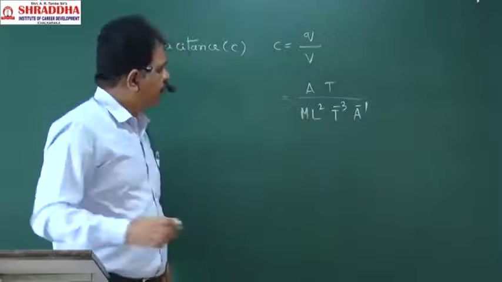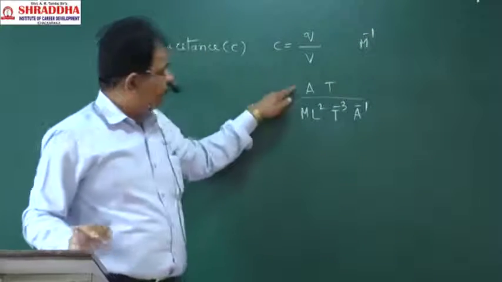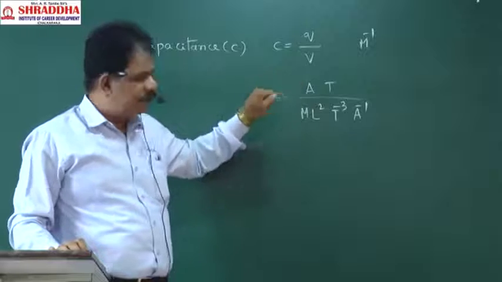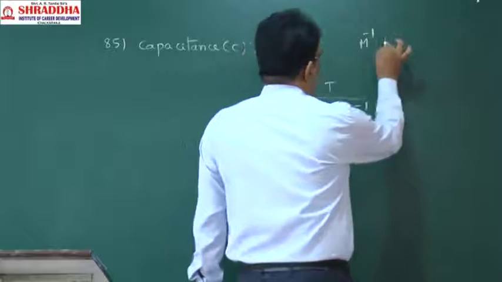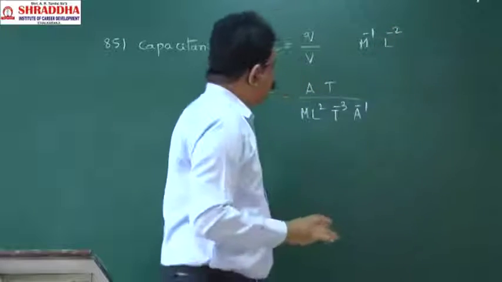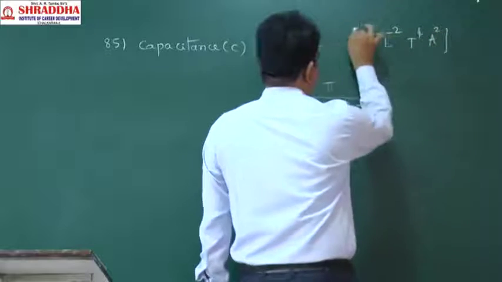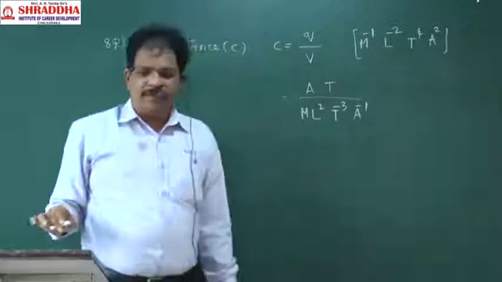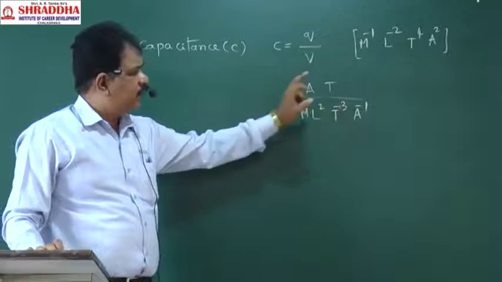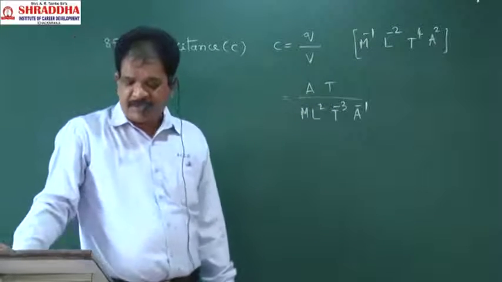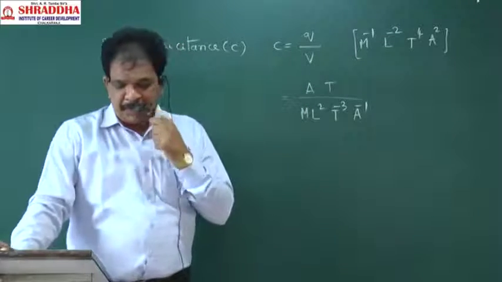So what we will get here: M power minus 1. This M comes to the numerator, M power minus 1. L square is there, so L power minus 2. T power 4. A square. M power minus 1, L power minus 2, T power 4, A square. That is the dimensional formula of capacitance. Clear?